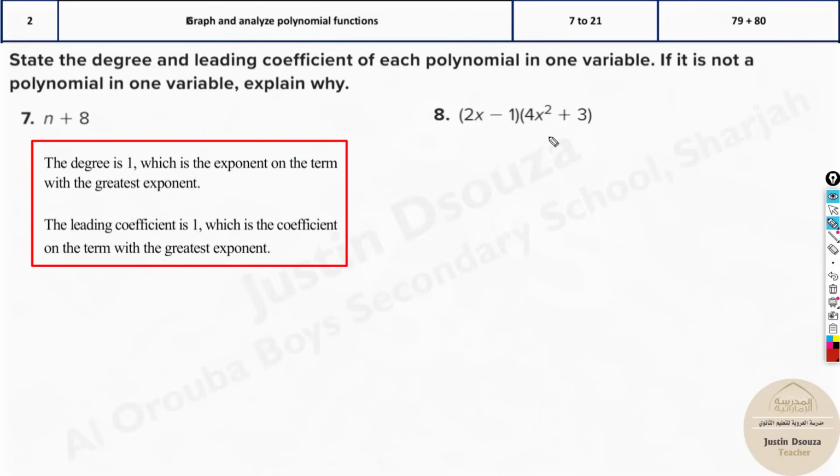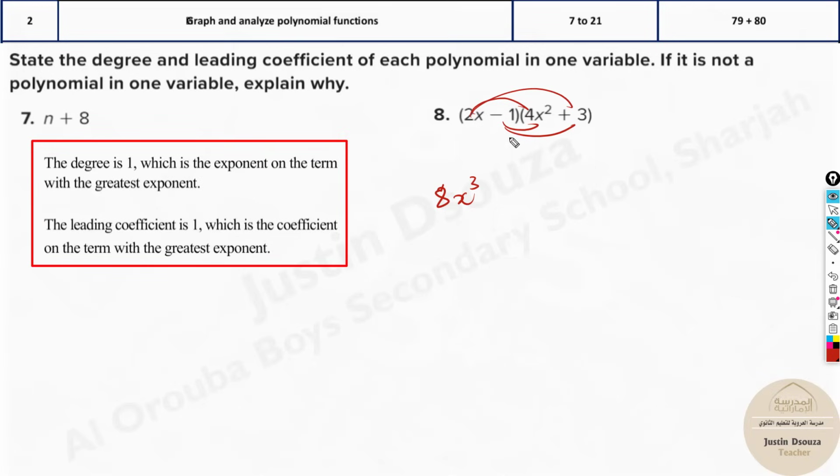What about this over here? You need to simplify first. You need to start multiplying by the FOIL method. That would mean, see, this multiplication you have to do by writing. There is no other way. So it will be 8, 4 times 2 is 2 times 4 is 8, x to the power 3.